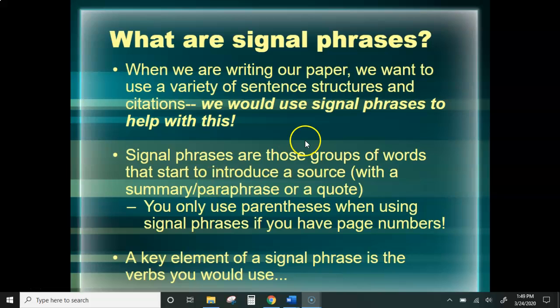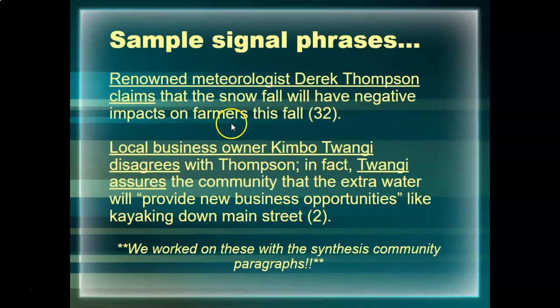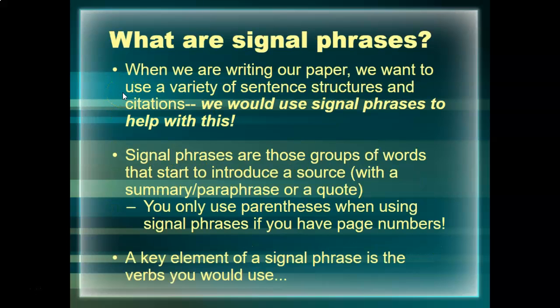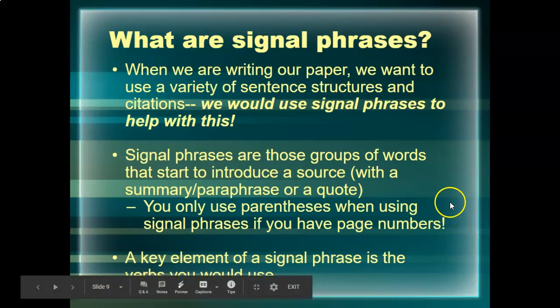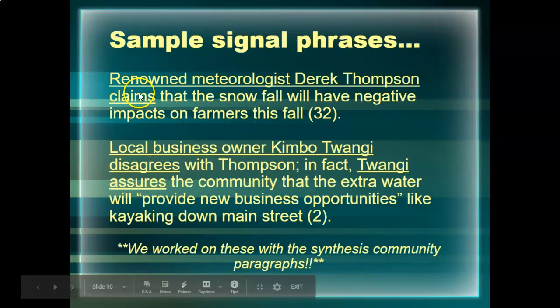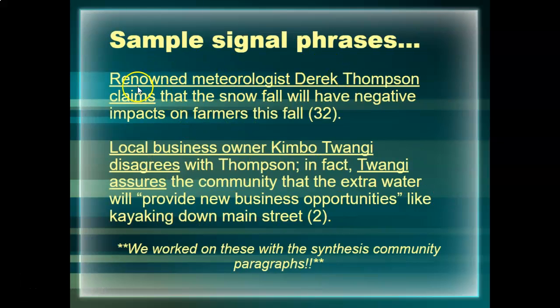If you take a look at the next page here, I have multiple examples of how you would do a signal phrase. So for example here, renowned meteorologist Derek Thompson claims, that's the verb that was discussed on the previous slide. The key element of a signal phrase, it's at the bottom here, is the verbs that you use. So here, the renowned meteorologist Derek Thompson claims.